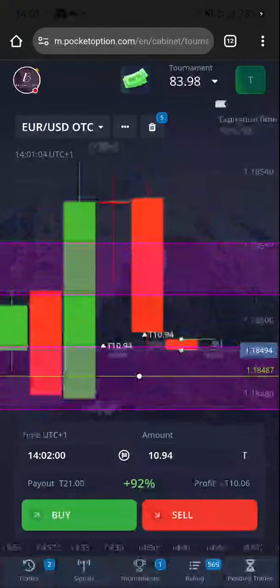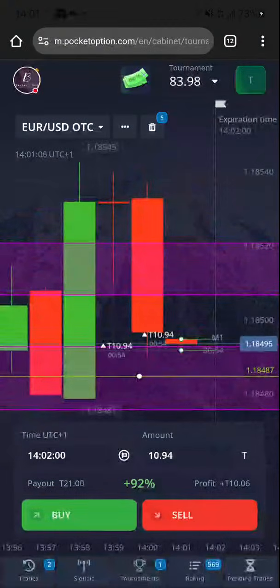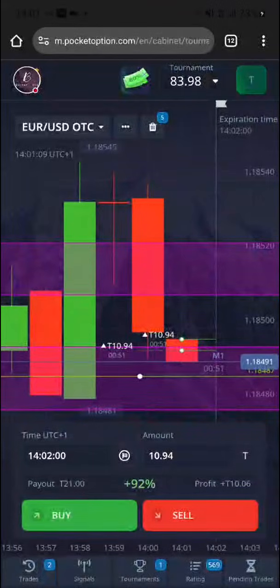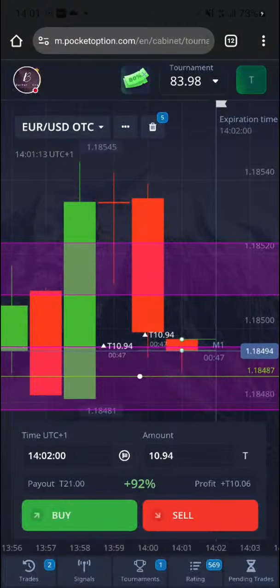Come on. I thought it was going to go down. I'll take one more with the buyers, but don't worry. I'm expecting us to have a green candle. I'm expecting a green candle actually.